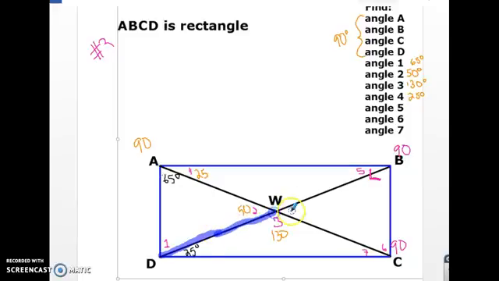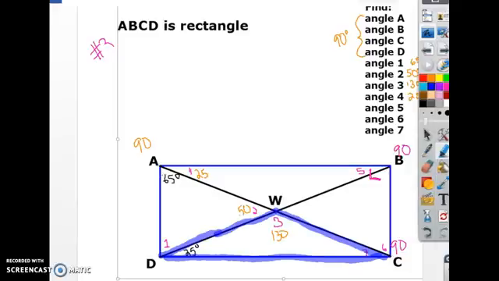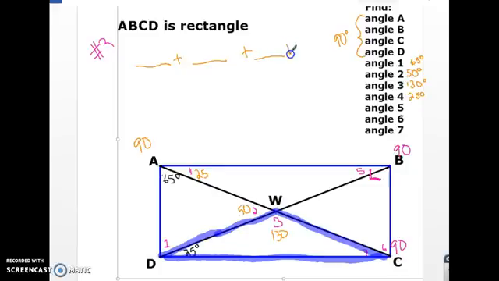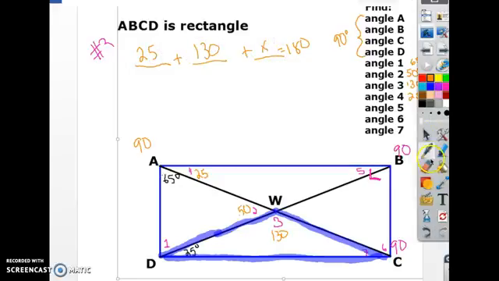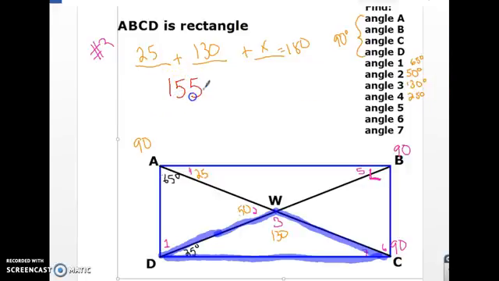You'll notice in this triangle, angle DWC, we know 2 of the angles. We have 25 and 130. And as we know by the triangle sum theorem, all 3 of these angles need to add up to 180. I have 2 of them, 25 plus 130 plus x equals 180. We simplify. This would be 155 plus x equals 180. Subtract 155 from both sides, and we get x equals 25.